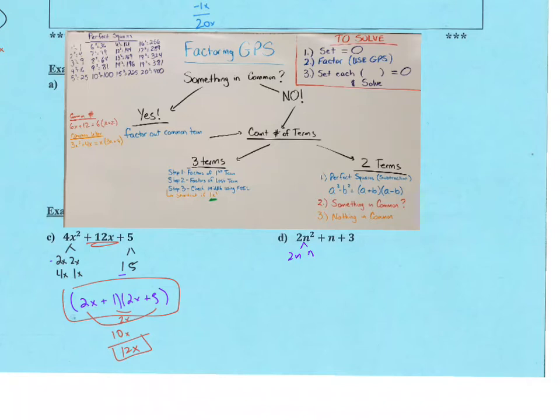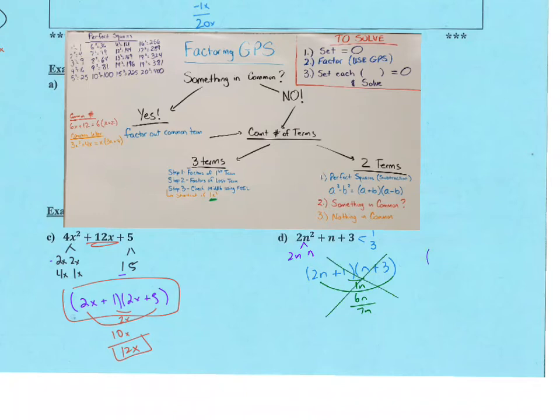Now, factors of the last term. How do I get positive 3? 1 and 3. So now I'm going to guess. I could have 2n plus 1, n plus 3. I check the outside. I end up with 6n. I check the inside. I end up with 1n. Together, that equals 7n. That's not what I want. So that's not the right guess.